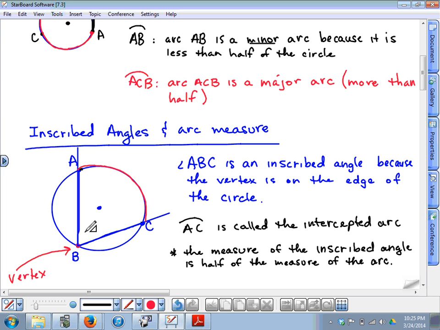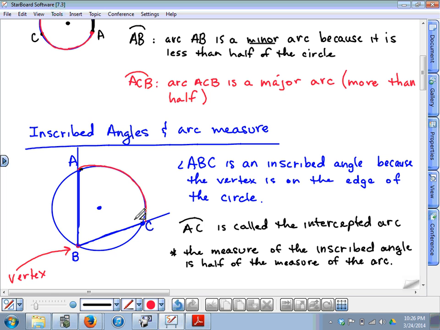So, for example, let's say that we knew that the angle was 80 degrees. The inscribed angle was 80 degrees. What that means is the arc from A to C is 160 degrees. That's the relationship. The measure of the inscribed angle is half of the measure of the arc. And the vice versa is true. If we knew, for example, let's say we knew that the arc was, I don't know, 150 degrees. That automatically means that the inscribed angle is half of that. So that would be 75 degrees. That's the relationship between an inscribed angle and the measure of the arc. The measure of an arc, the unit of measure there is degrees.